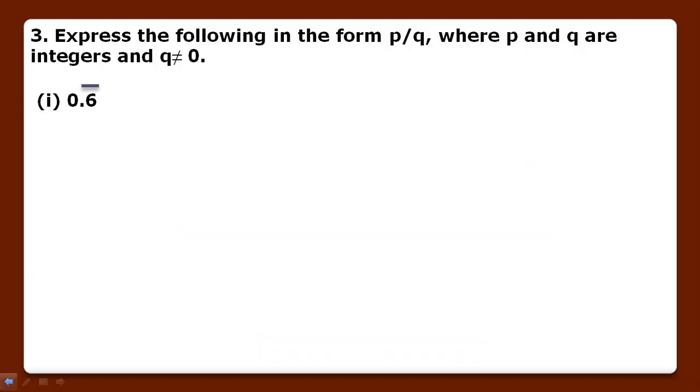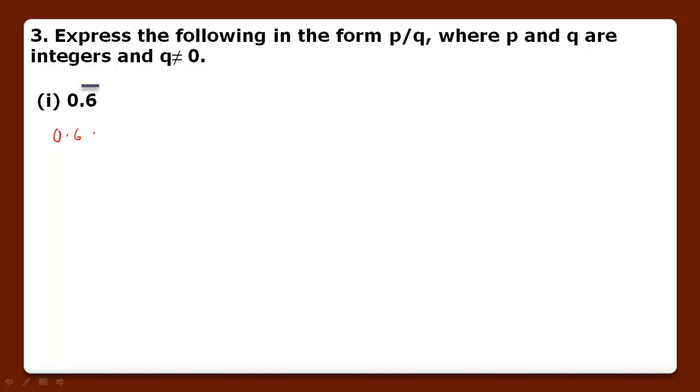So let's start. Question number 3 says: express the following in the form p upon q. Means हमें इन्हें fraction के form में represent करना है, where p and q are integers and q not equals to 0. This question again has 3 parts. Let's start with the first one.